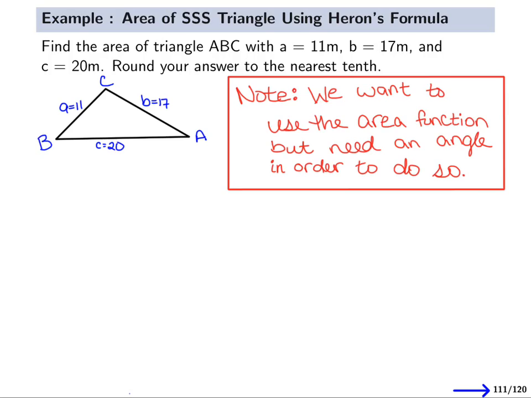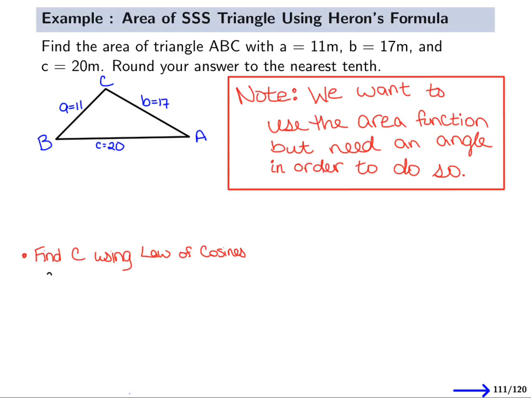Okay, so we want to use the area function, but we need an angle to do so. And how do we find an angle in a triangle where we have three sides? Well, it works very similar to what we did when we were solving side-side-side triangles. And that is that where you want to start is by using the law of cosines. So we want to go ahead and find angle C. Why C? Because C is our angle that is across from our largest side. So we're going to use the law of cosines to try to find angle C.